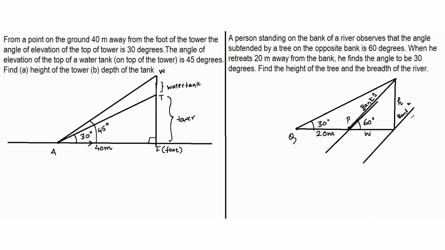Now what we have to do is find the height of the tree. So this angle is a right angle. We have to find the height of the tree and we have to find the width of the river, right? So let W be the width of the river and let H be the height of the tree. We have named these points. So this is point P, this is point Q, this is point R, and let this be point S.